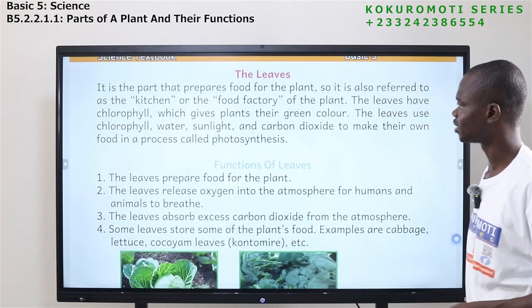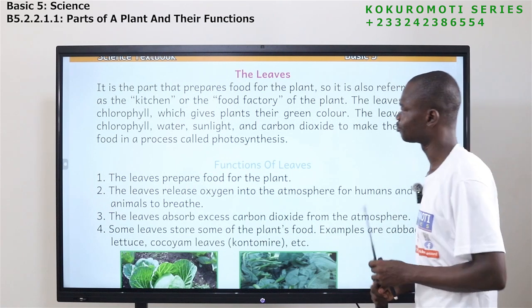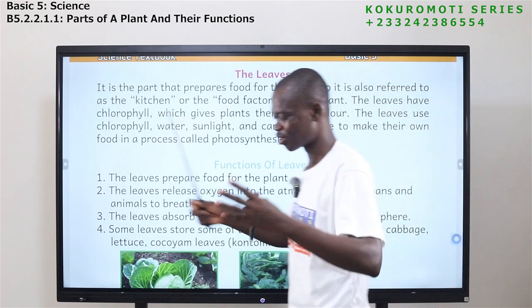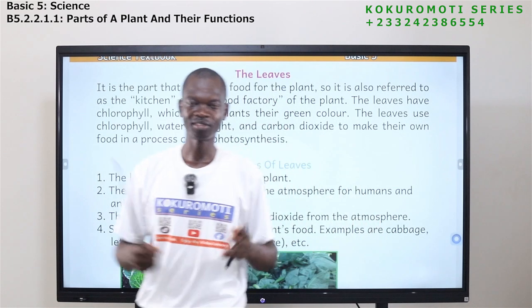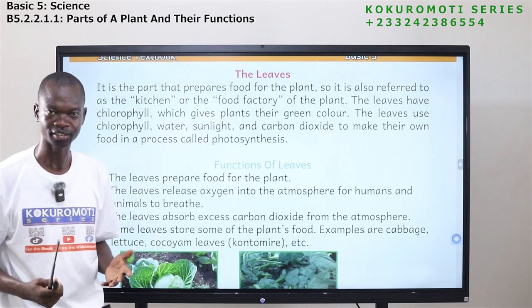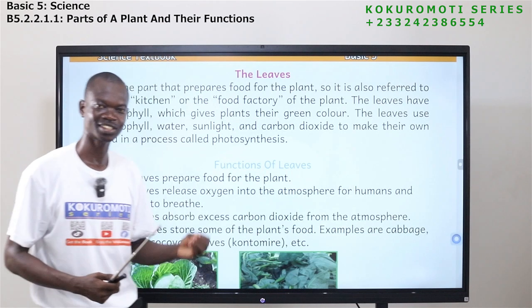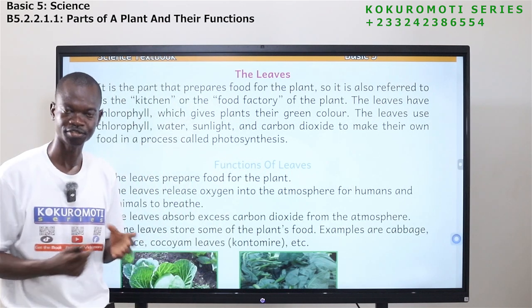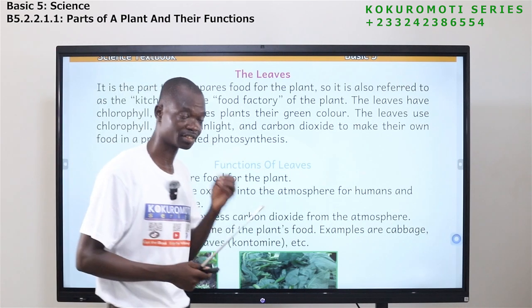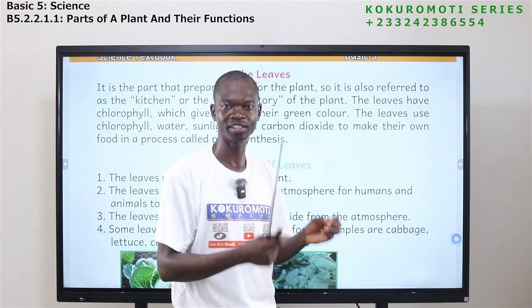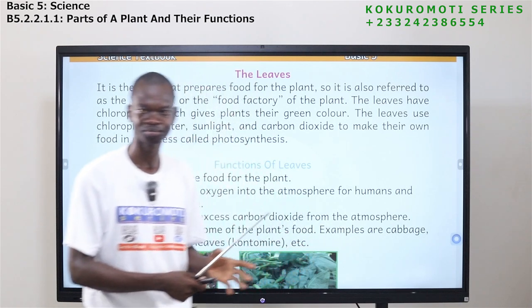Now let's move on. We have leaves here. We all know leaves. What is the color of leaves? Green. Something causes plants to have that green color. That thing is called chlorophyll. Chlorophyll is a green pigment found in leaves of plants. It gives plants their green color.